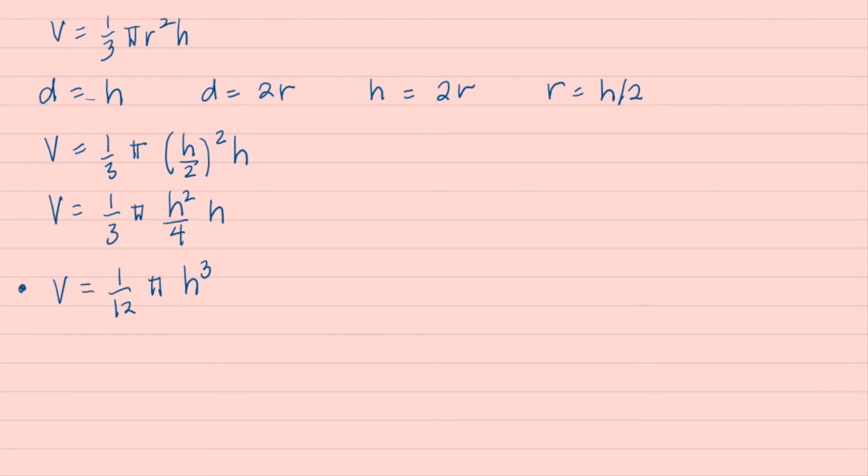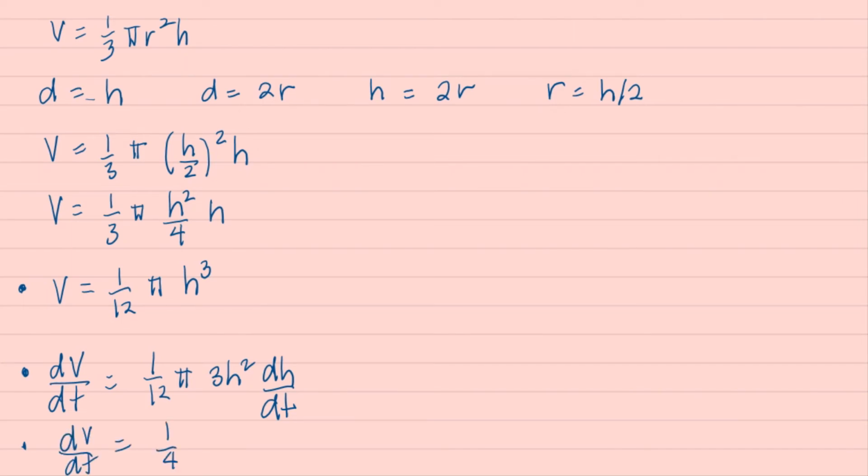So the next step will be to differentiate this implicitly with respect to time. So we have dV over dt is equal to, we copy 1 over 12 pi and then get the derivative of h cubed, and that is 3h squared dh over dt. So we cancel 3. dV over dt now will be 3 over 12, which is 1 over 4, and then we have pi h squared dh over dt. So the problem requires us to look for dH over dt.